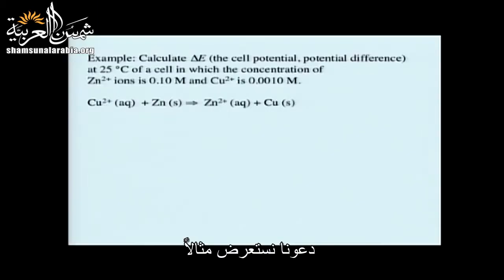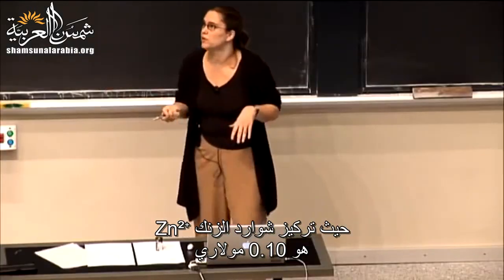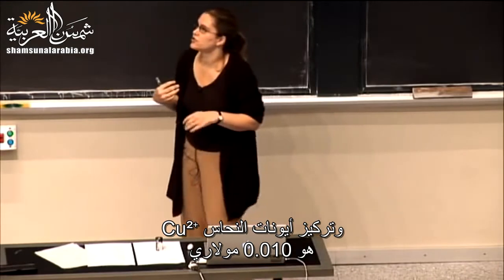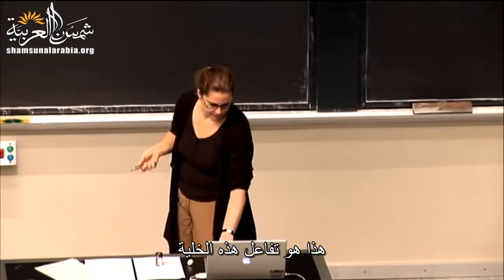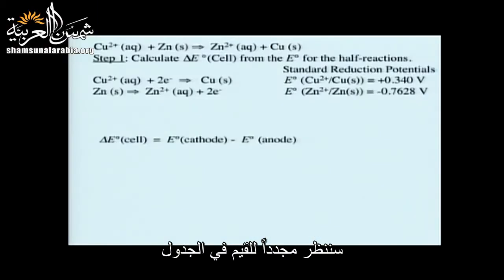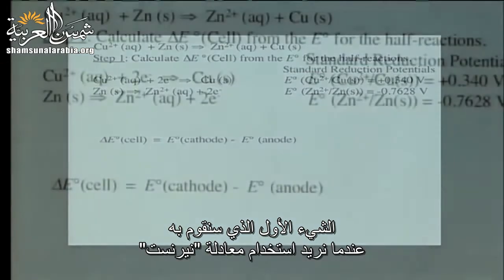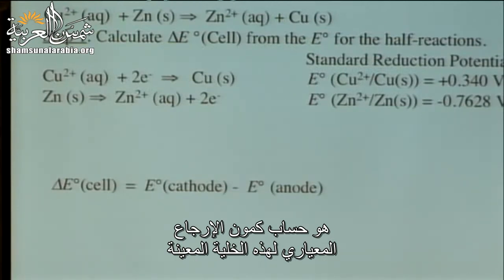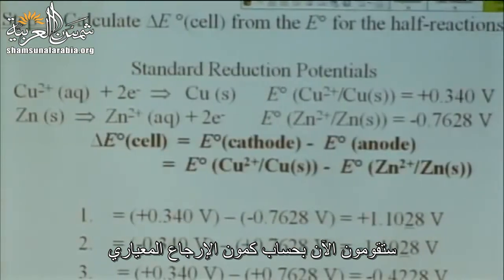So let's look at an example. Say we want to calculate the cell potential at a given time at 25 degrees, and we know our zinc plus 2 ions are 0.10 molar and copper 2 ions are 0.0010 molar, and this is the equation for that cell. So we can look up again our values in the table. And the first thing we're going to do, if we're going to use the Nernst equation, is to calculate the standard potential for that particular cell. And here are the values from the table. And why don't you go ahead and calculate that for me?